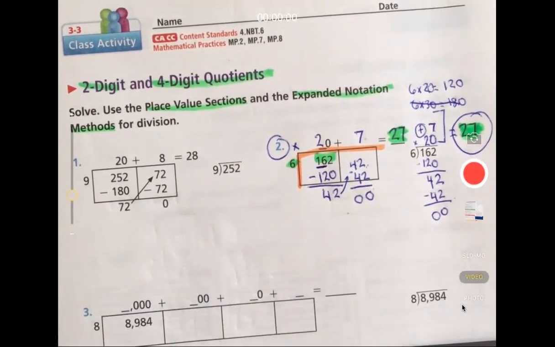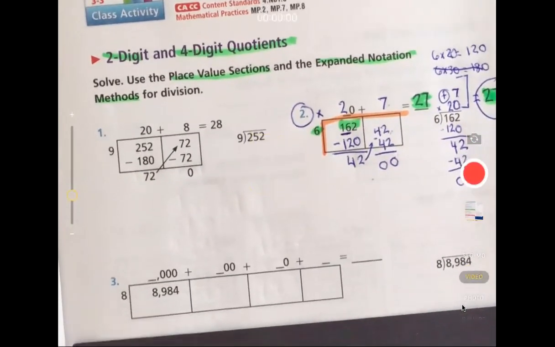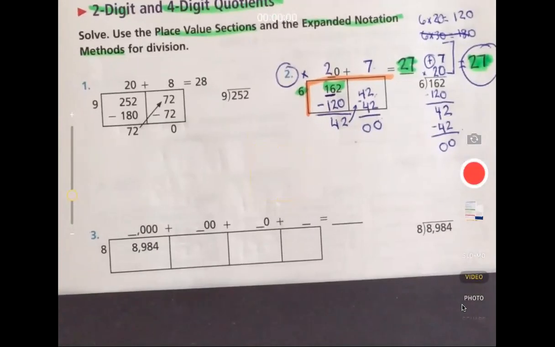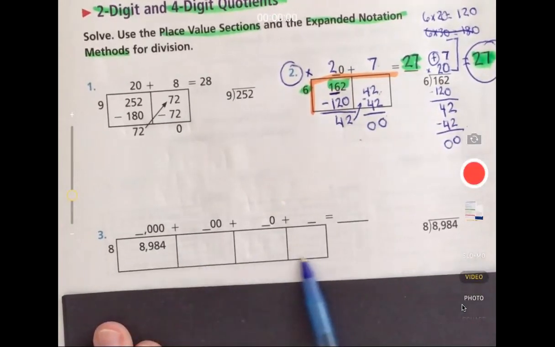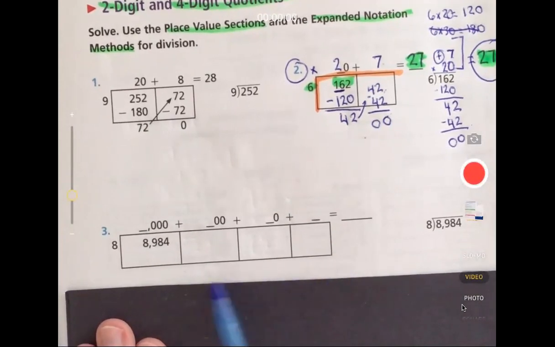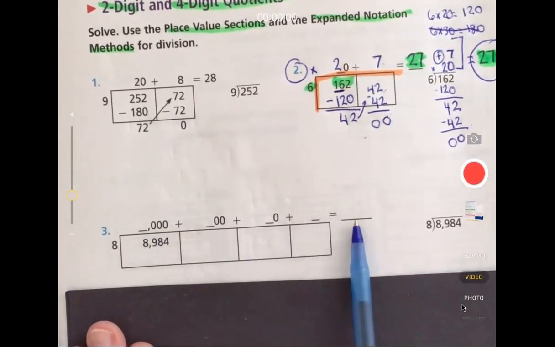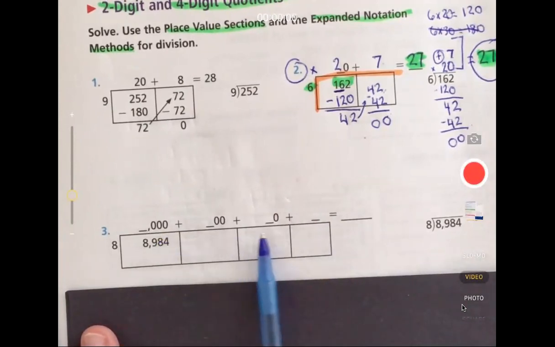Let's go down. Let's look, number 3. You should be doing this with me. Now this one you can see in the model, there are 4 places. That's telling me that the missing answer, the missing factor, will be in the thousands place. They've kindly put the zeros in for me so I know what I'm doing, okay?